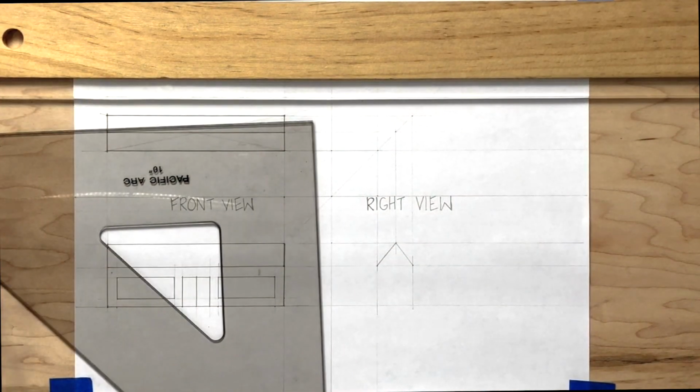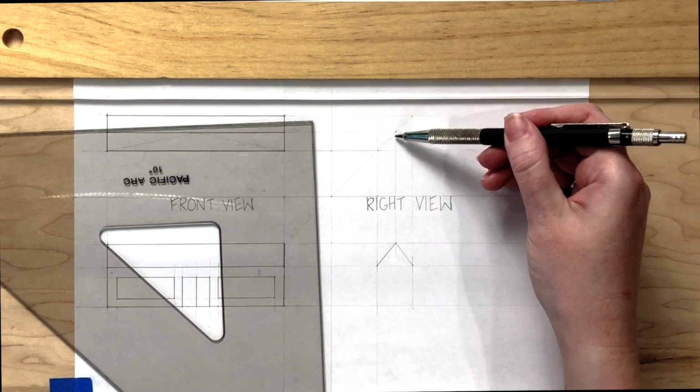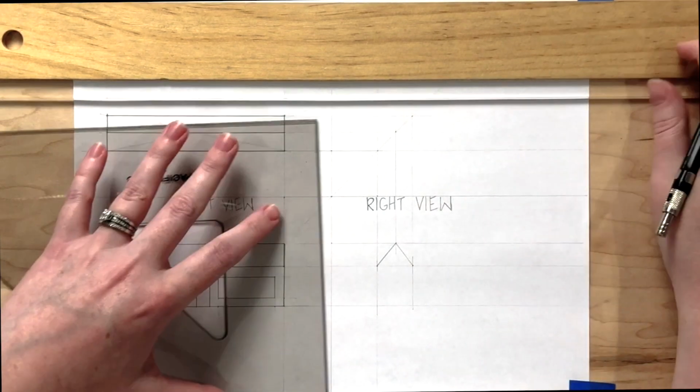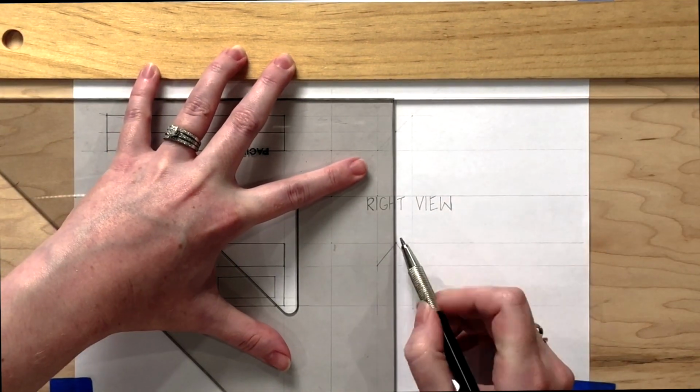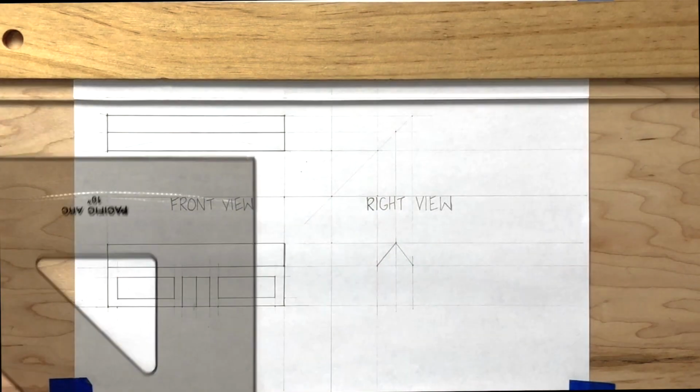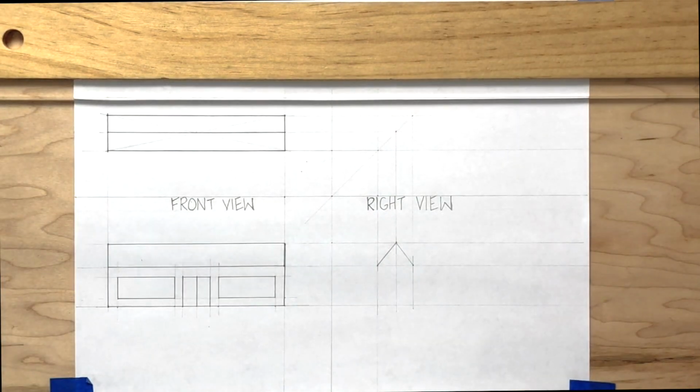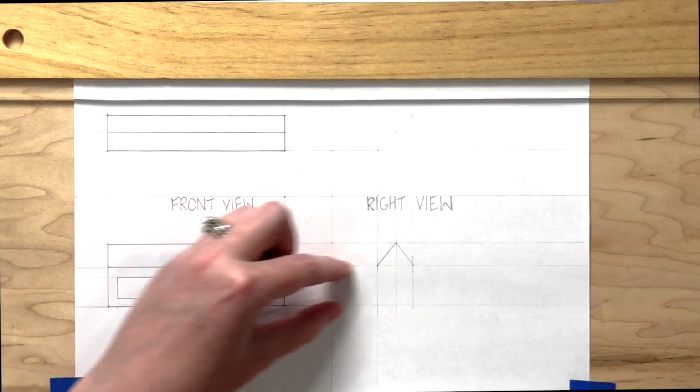Because the doors are centered, you can extend a vertical line down from the pitch of the roof. The height of the door is the same as the front view and right view, so you can extend the front view's horizontal construction line.